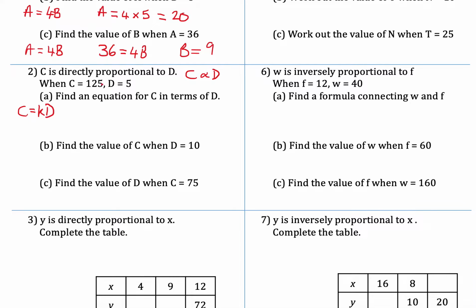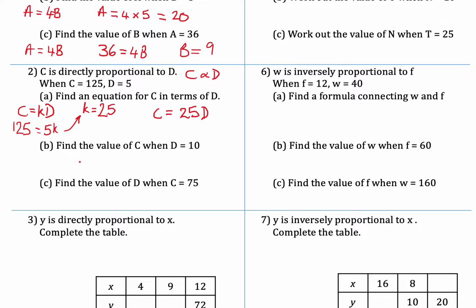And we're then going to substitute in our values to find out what that K is. And D is 5, I'm just going to put that in front of the K actually. Better algebra. Okay, and to find what K is, we're going to divide by 5. So K is 25. So our formula, our equation for C in terms of D is C equals 25D.